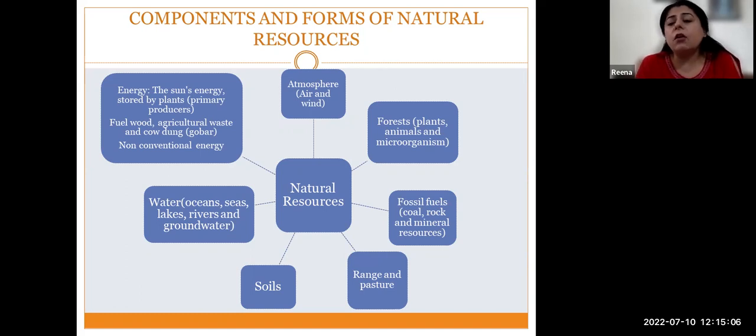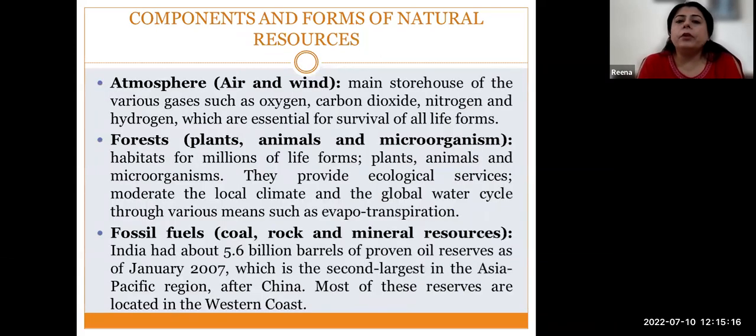So these are all natural resources, and you already know that you are utilizing these resources from the first breath you take on this earth. Okay. So components and forms of natural resources include atmosphere, forests, fossil fuels. Again, in India, we have about 5.6 billion barrels of proven oil reserves. This is data of January 2007, and most of these reserves are located in the western coast.